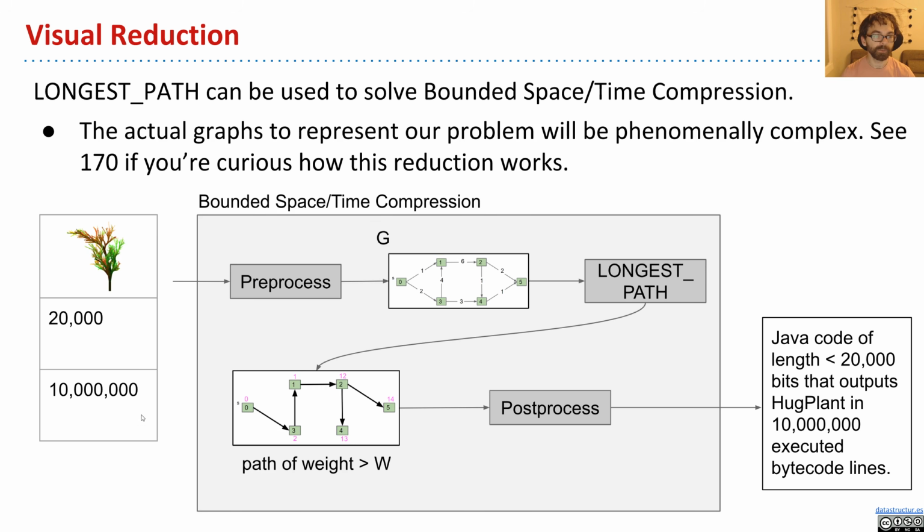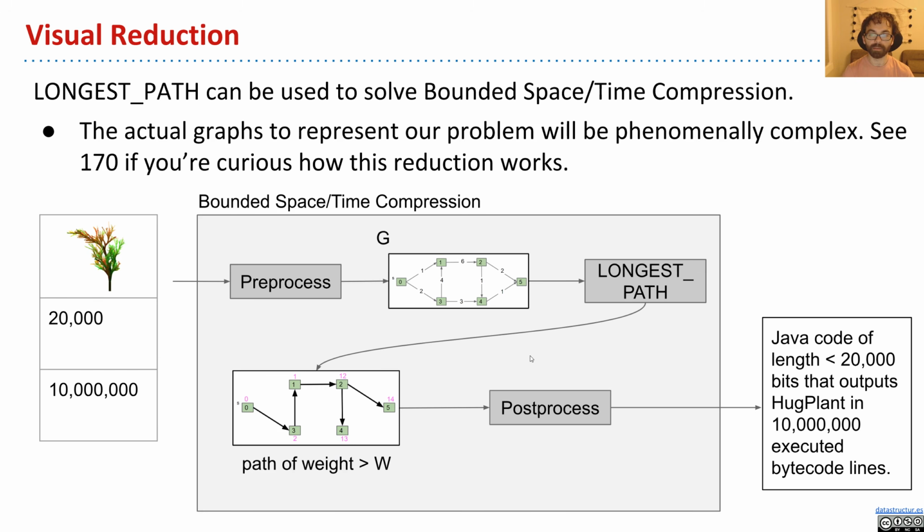This is the problem that we're starting with. I want to compress this image with this many bits using this many bytecode lines of execution. So if I feed that to my preprocessor, it builds some kind of long graph, a weighted graph, and then it's going to call my longest path solver if one exists. Then I'm going to get back a path which has a weight greater than W. And the reason I'm saying this is that's what longest path does. It gives me back a path of weight greater than W.